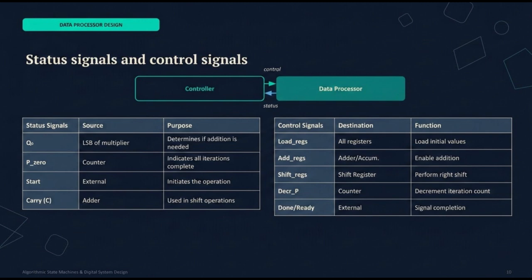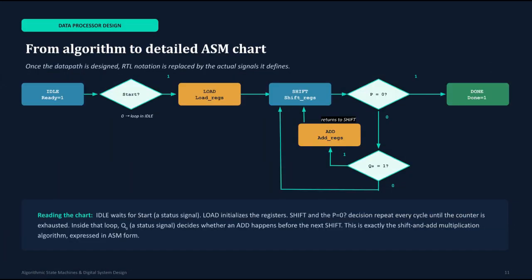This is step 4 of our methodology, the detailed ASM chart. Once the data path exists, we go back and replace abstract RTL notation in our ASM chart with the actual signals the datapath defines. Trace it left to right. Idle asserts ready and waits on the status signal start. Once start fires, load asserts load_eggs, initializing the accumulator, carry, multiplicand, multiplier, and counter.